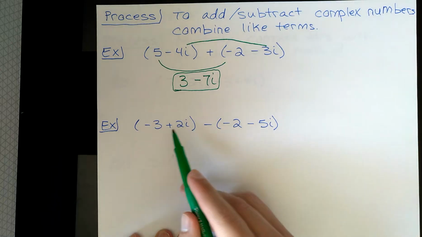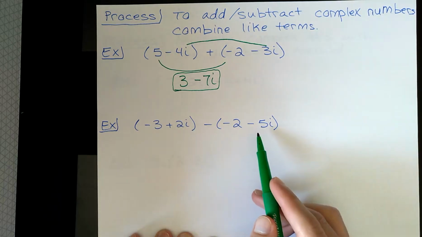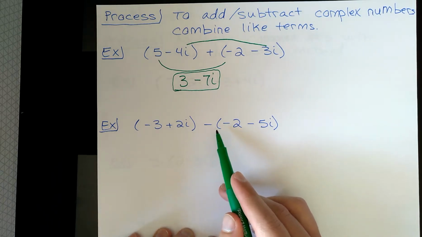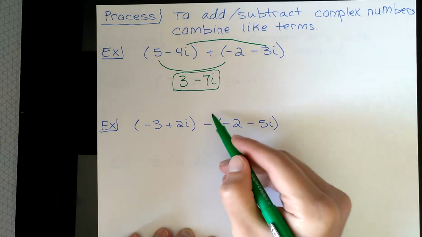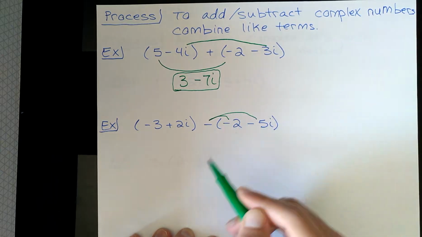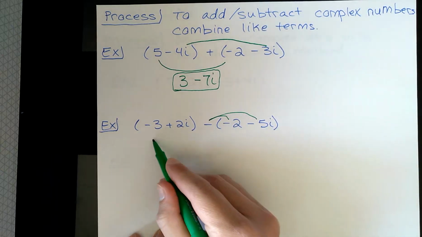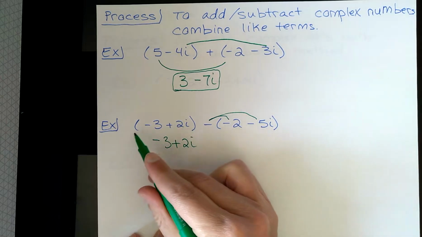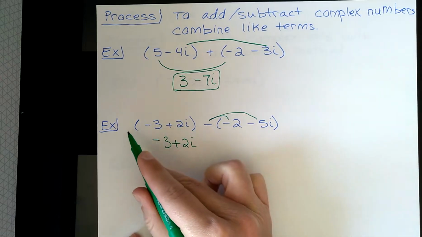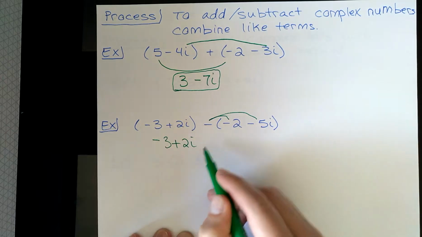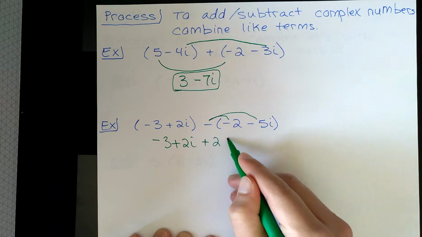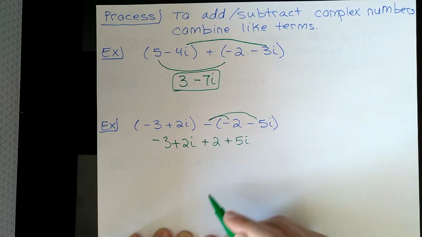Okay, so the first thing that we need to do here is get rid of this subtraction. We can't start combining like terms until the subtraction is gone, so we will distribute the negative, which gives us negative 3 plus 2i. Note, these parentheses mean nothing because there's nothing in front of them. And then we get plus 2 plus 5i.